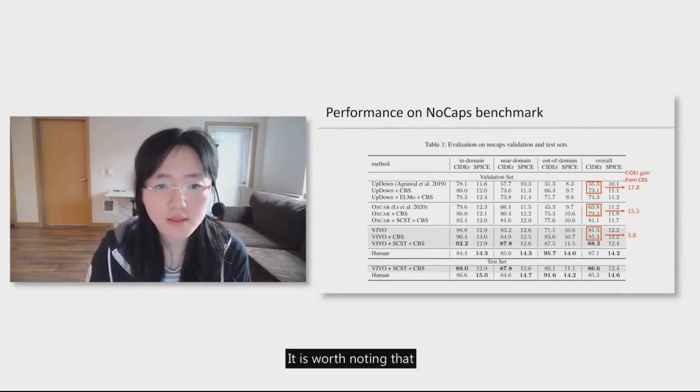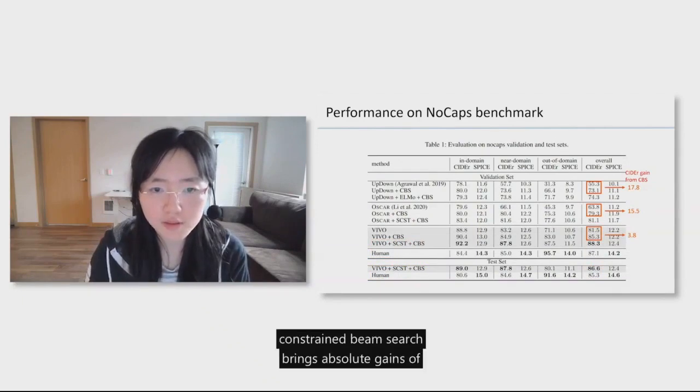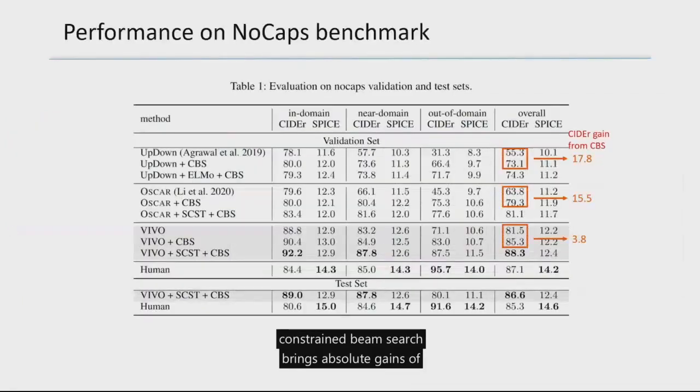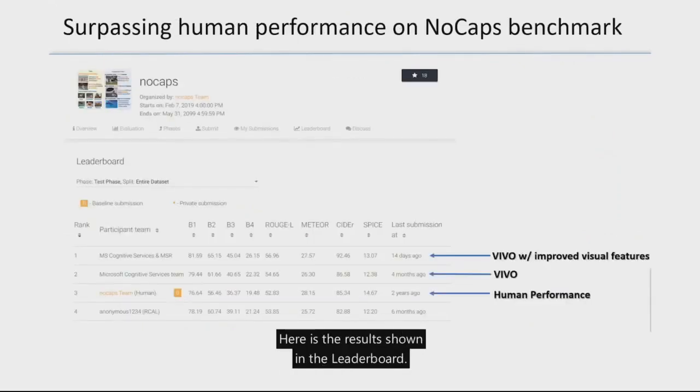It is worth noting that constrained beam search brings absolute gains of 17.8 for the UpDown method and 15.5 for the Oscar method, but it only improves VIVO by 3.8. And this suggests that our model is more capable of generating captions with novel objects without explicitly adding any constraints. And here are the results shown in the leaderboard.